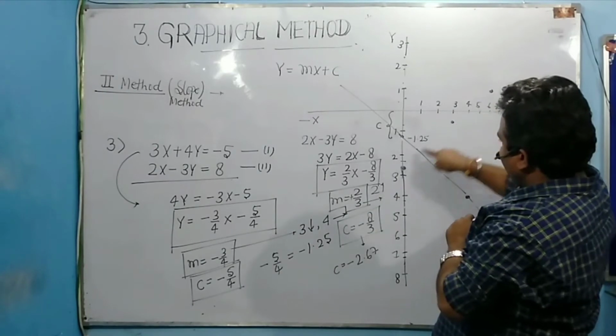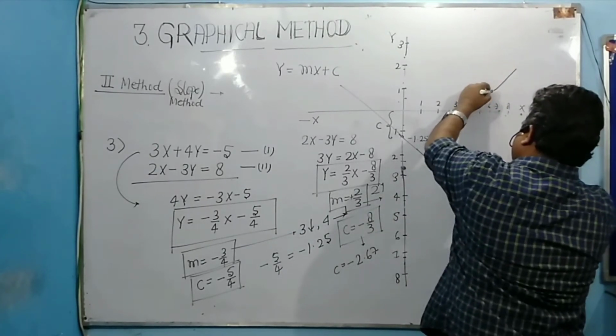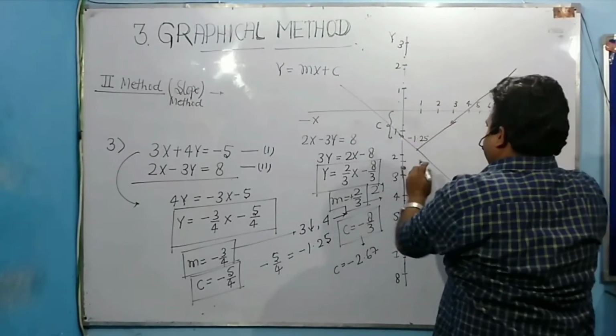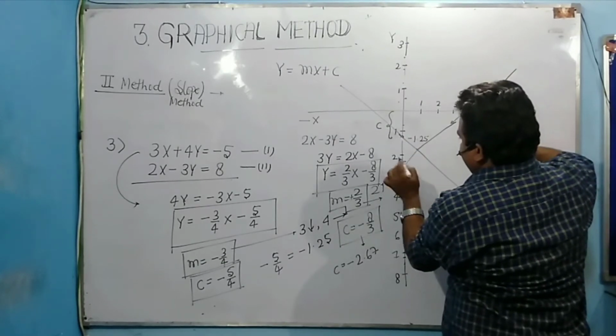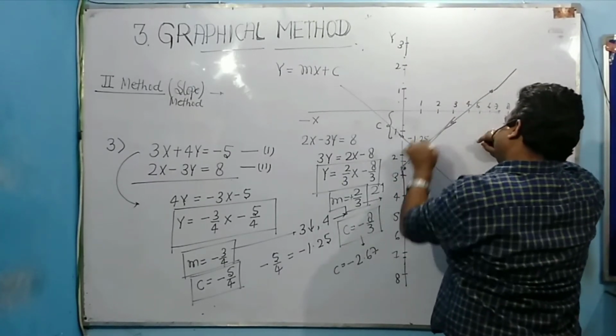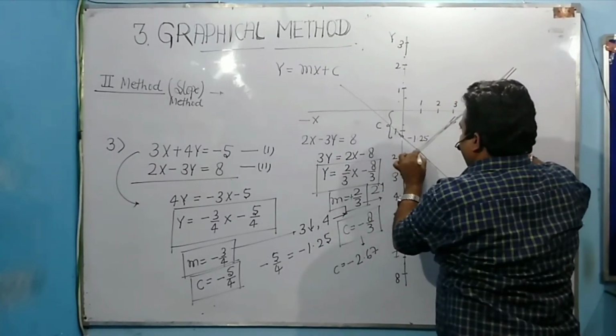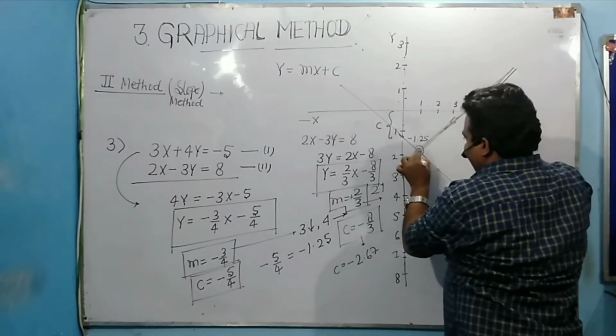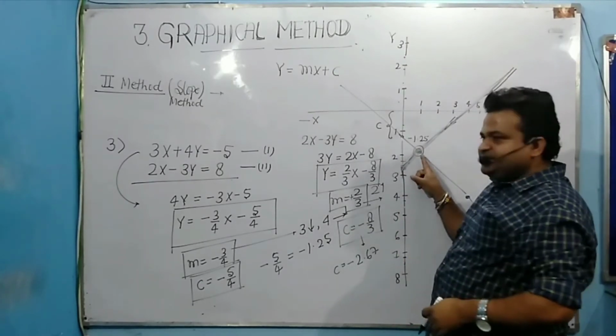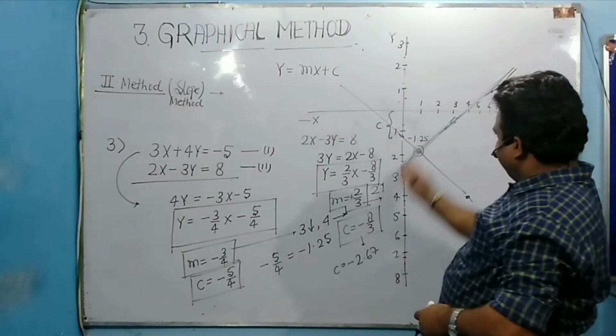Now this point and this point, you just draw a straight line. Once you draw a straight line with this, you will get a point over here. So this will be your point. Now this is the point of intersection of this point and this point.